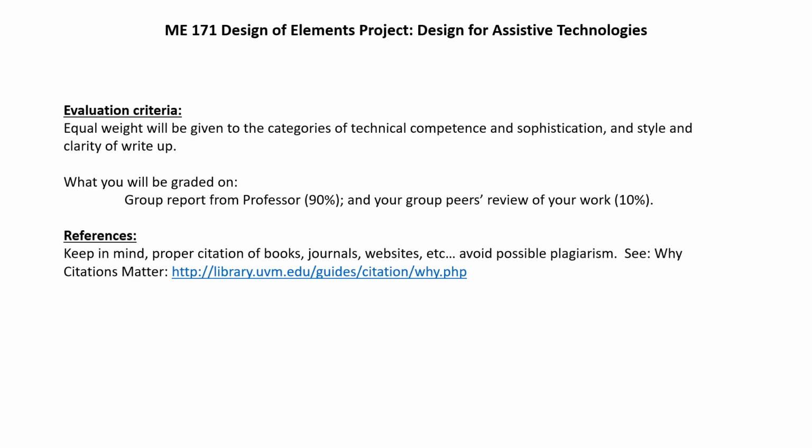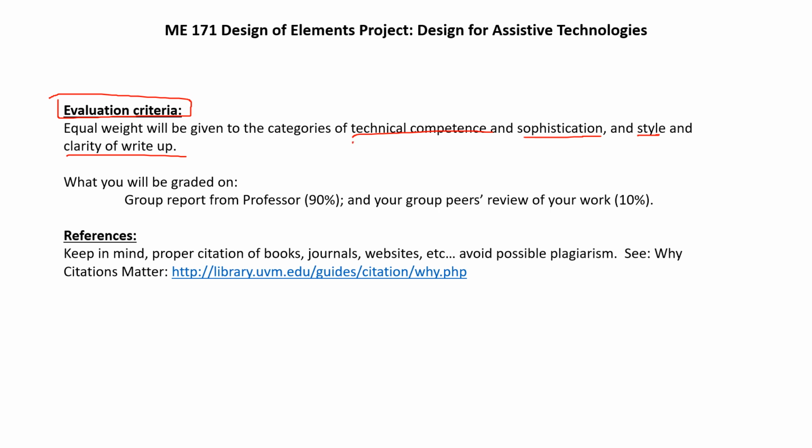So the next thing I want to discuss is the evaluation criteria for these group projects and reports. Within this, equal weight is going to be given to the categories of technical competence, sophistication, style, and the clarity of the write-up. Style and clarity of the write-up ties back to when we talked about the groups and having this be a coherent report. As I'm reading through this, it should seem as if one person wrote it. You're not changing terminology. It's easy to read through and understand what's going on. You're using and maintaining the same style of writing and the same units throughout the entire report.